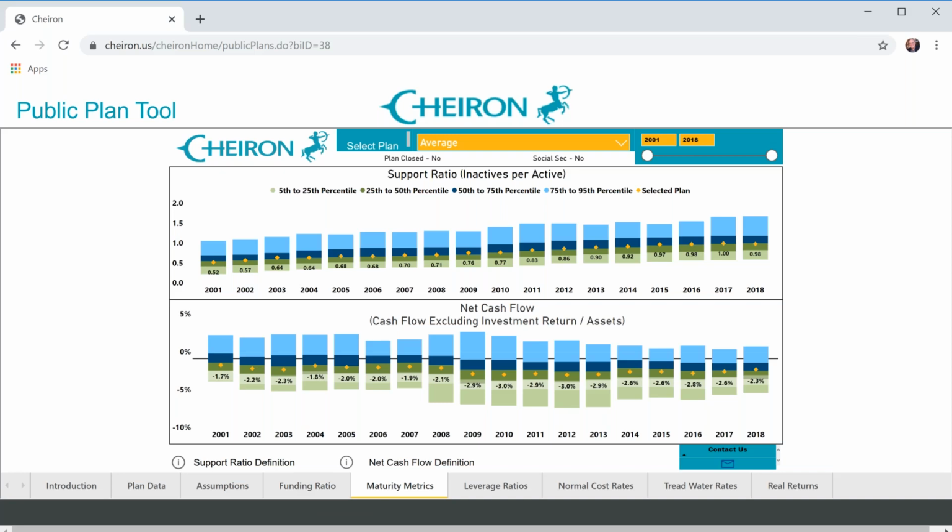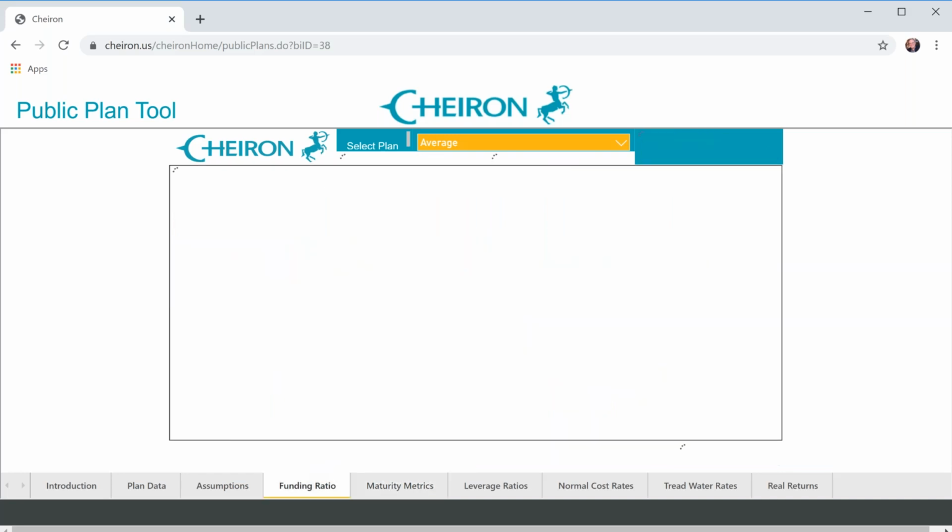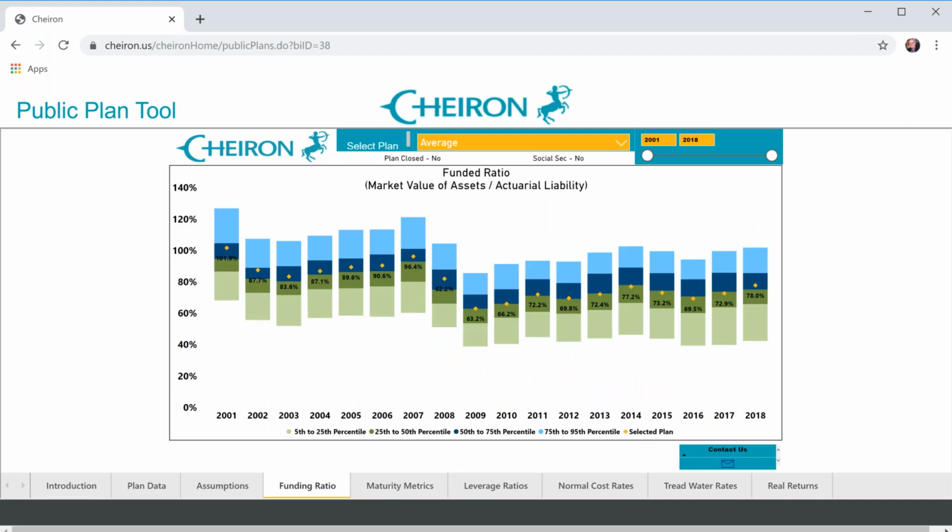The next question, and Bill, we can both tackle this. Is there a healthy funded ratio the plan should strive for? So let me go to the funding ratio tab. And you see where we were over 100%, dropped significantly down, and now we're at 78.6%.